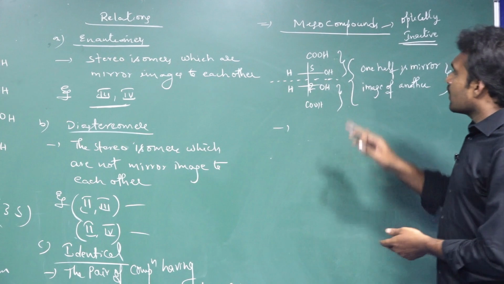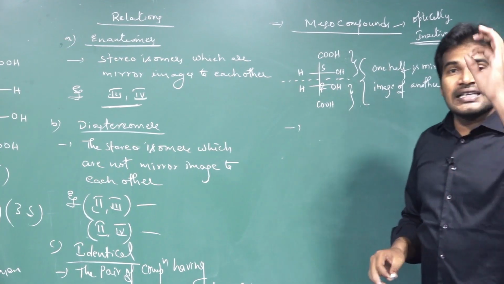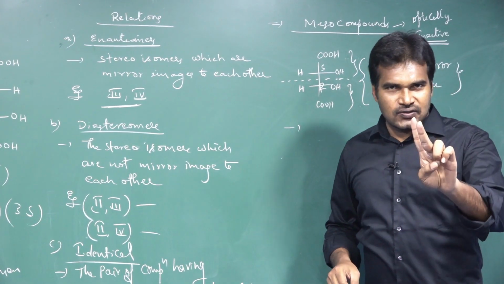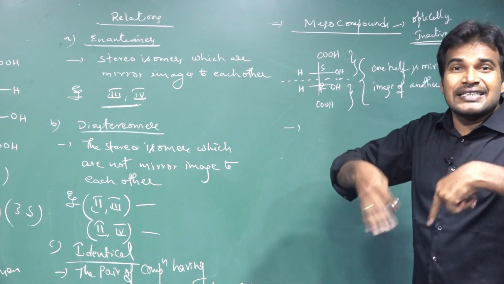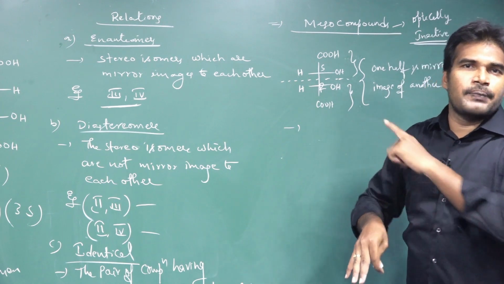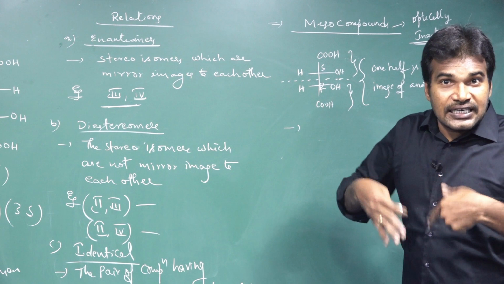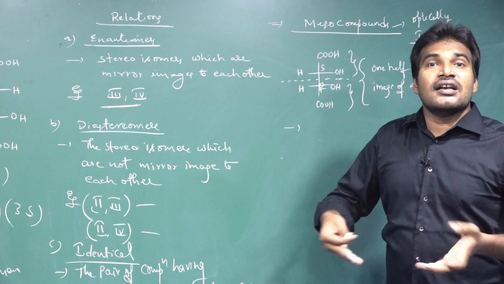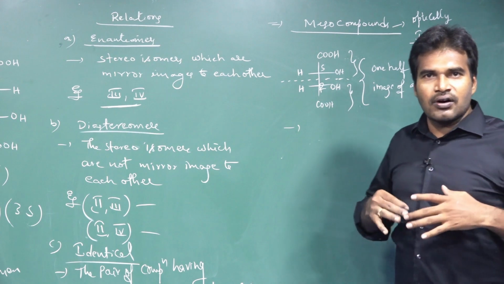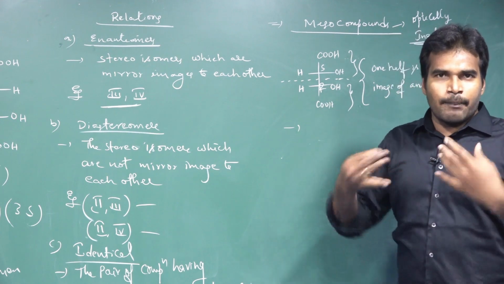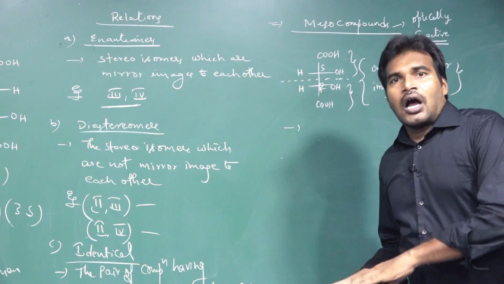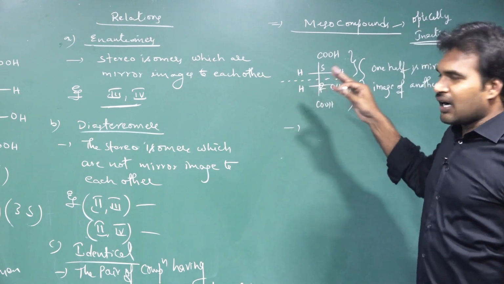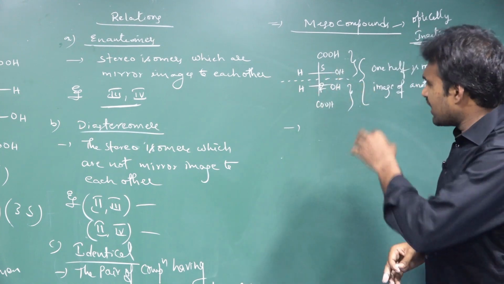That is why meso compounds are optically inactive, because of two reasons. One is the presence of an internal plane of symmetry. The second reason is internal compensation: how much one half of the body compensates, the opposite compensation is given by the other half. So it's very, very important.